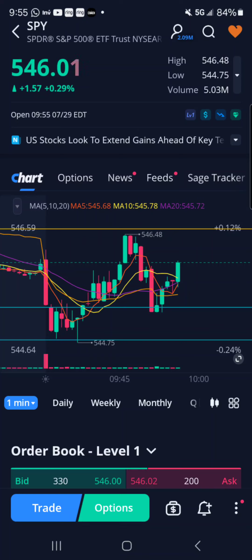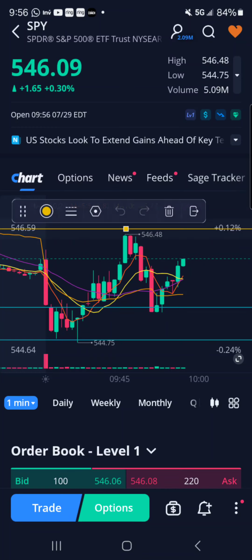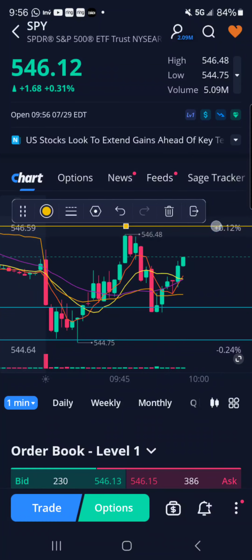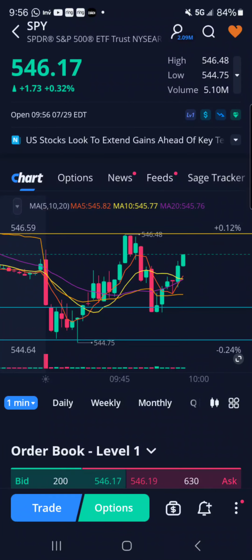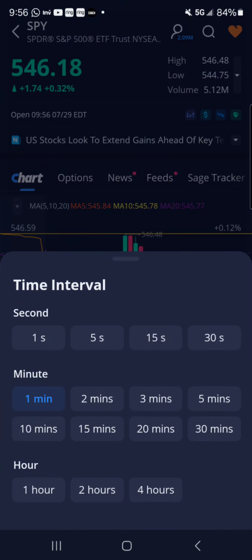This 46 level is the level where last week the price was struggling. Every time it breaks above 46 going into 547, the sellers are just aggressive at this level. There's a lot of liquidity here. So I feel like if we really clear this level, we're going to see some strong upside. I think we're going to see the 560s again if we clear this level. Let me show you what I'm talking about.